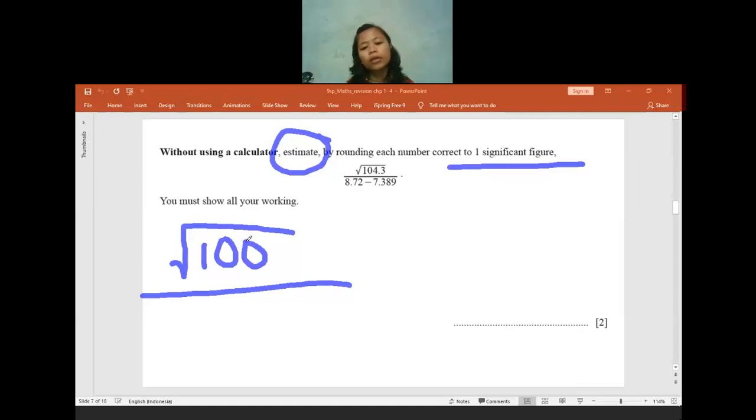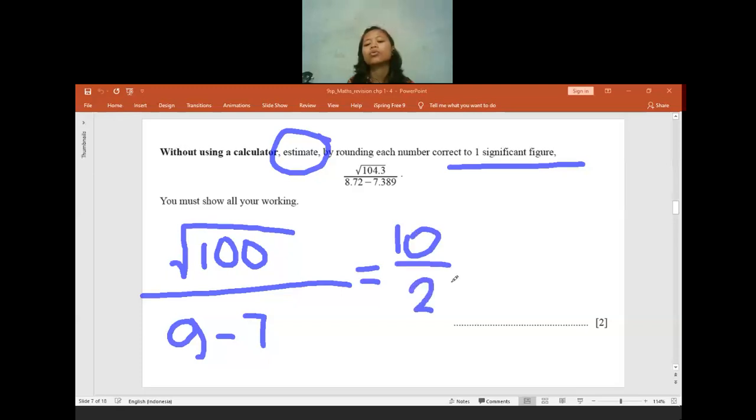The 8.72, if we round off into one significant figure, will be what number? 9. Okay. 7.389, 7. Okay, so now square root of 100, how many? 10. Okay, 9 minus 7 equals 2. And then 10 divided by 2 equals 5. Is there anyone who gets confused? No, teacher. Really? For sure? No? Okay. If no confusion, I will move to the next question.